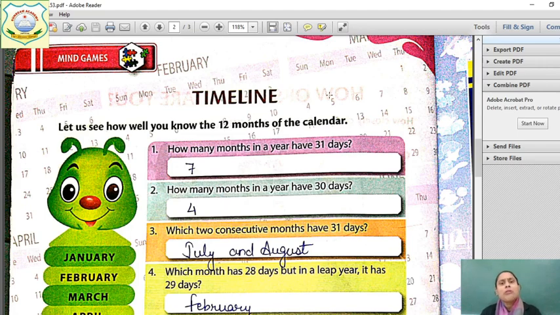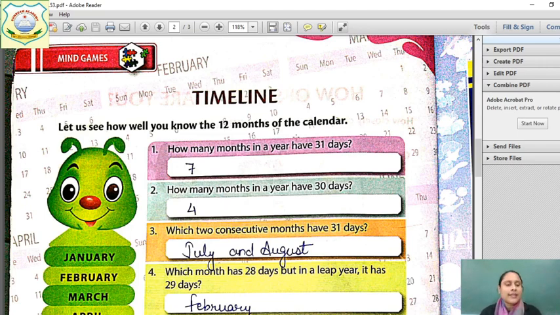Now children, do you know in 1 week how many days are there? Yes, there are 7 days in a week. So how many months are there in a year? There are 12 months in a year. How many days in a week? There are 7 days in a week. Now, children, let's start page 56.